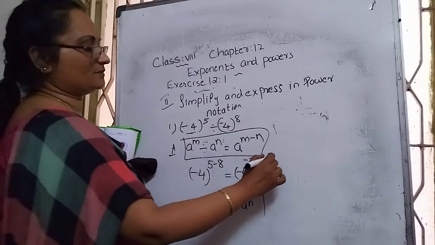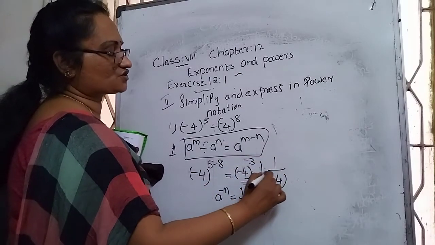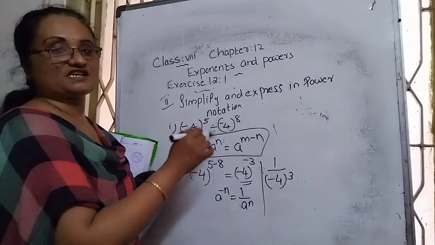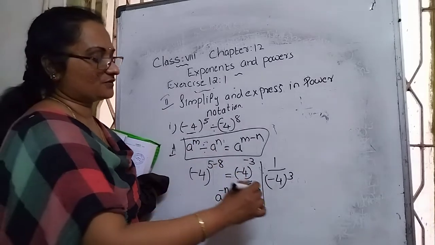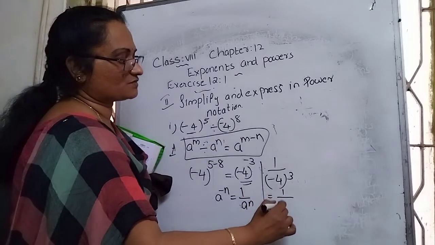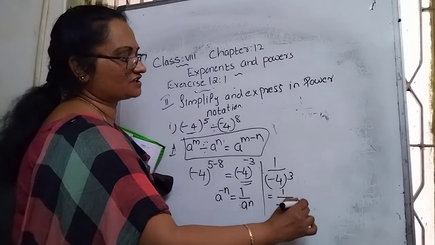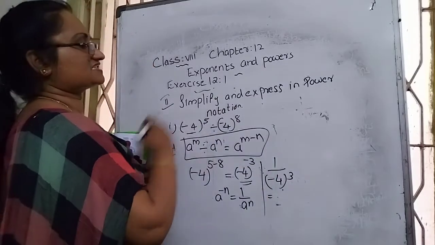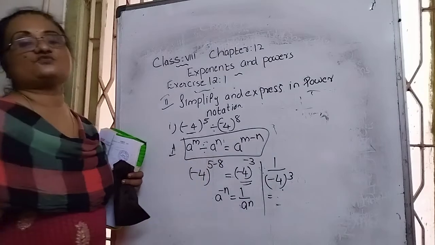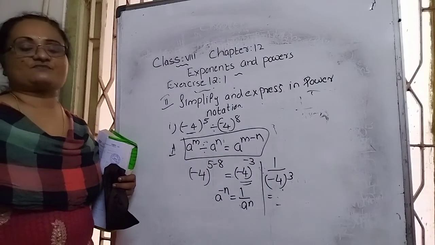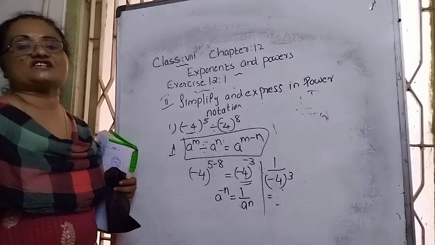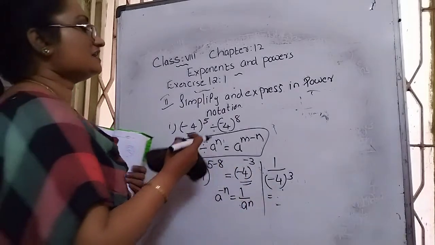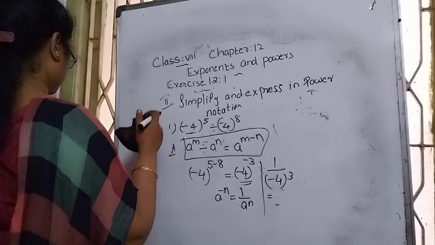A raised to minus n, we can express as 1 by a raised to n. That means 1 by minus 4 raised to 3. This minus sign in the power we are removing. When a negative power comes, we can express it in fractional form. Then see what the answer is. They ask for power notation, so we stop in this way. Otherwise we can expand and multiply. Here we need not expand, only power notation is asked, so we can express it in this form. I hope you can understand this question.